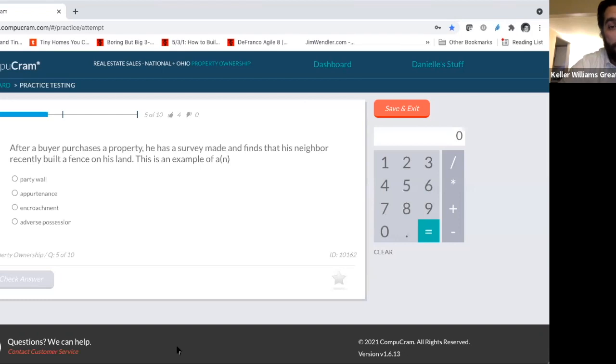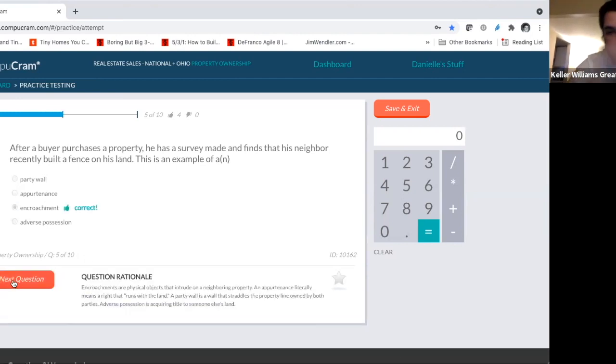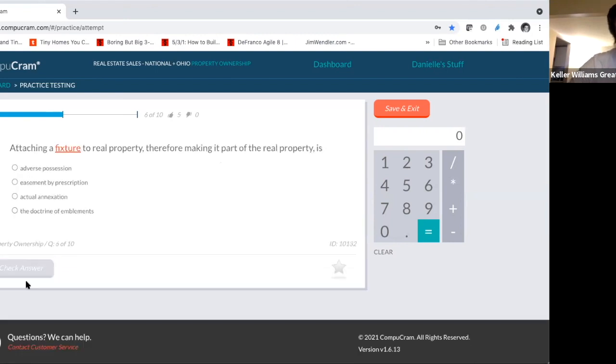After a buyer purchases a property, he has a survey made and finds the neighbors recently built a fence on his land. This is an example of A, a party wall, B, an appurtenance, C, encroachment, or D, adverse possession. That's right, guys. That is encroachment. He's encroaching on the property. Adverse possession is acquiring the title to somebody else's land through occupancy.